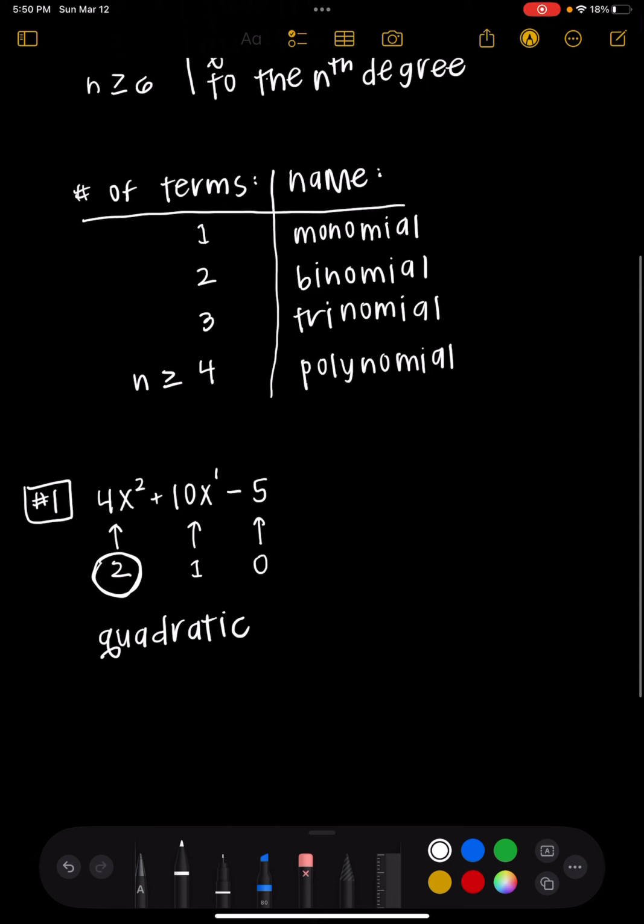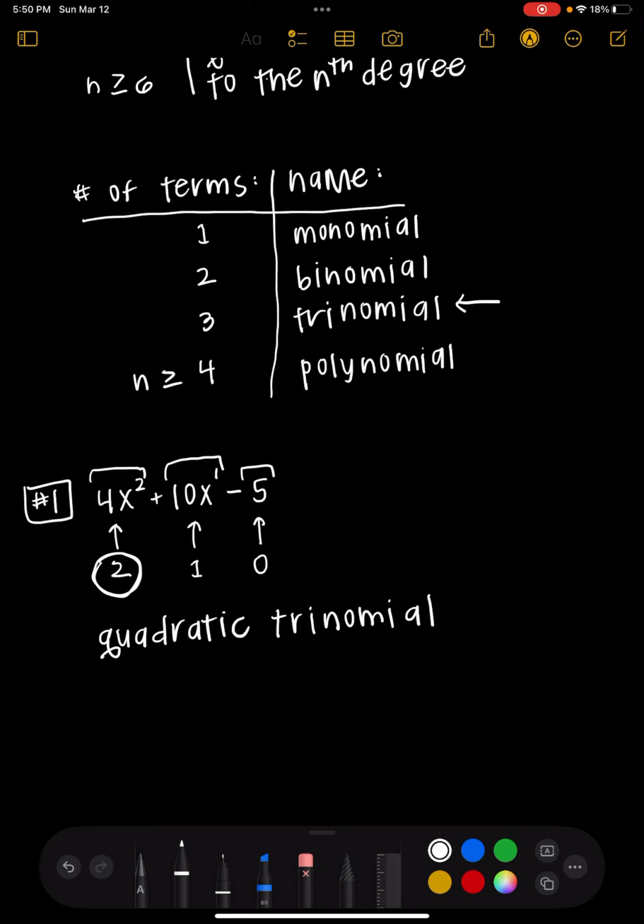Now let's name it based on the number of terms. Each chunk is its own term, kind of how we did those exponents. We have 3 different numbers for the exponents, which means we have 3 different terms. It's this term right here, this term right here, and then this term right here. So we have 3 terms, which means it's following this rule, which is a trinomial. So my final answer is that it's a quadratic trinomial. Oh my goodness, let me spell that right. Quadratic trinomial.